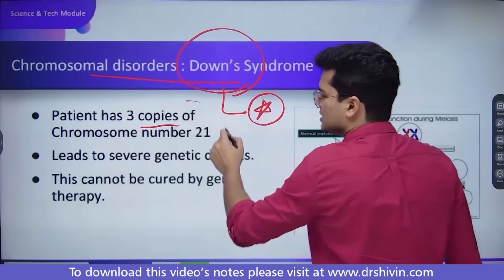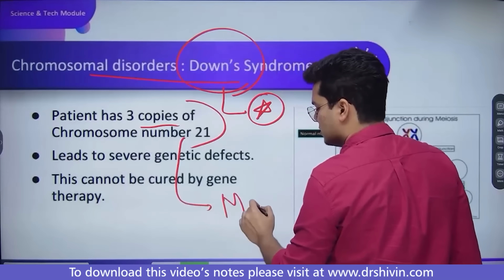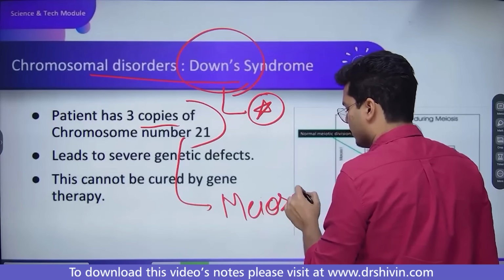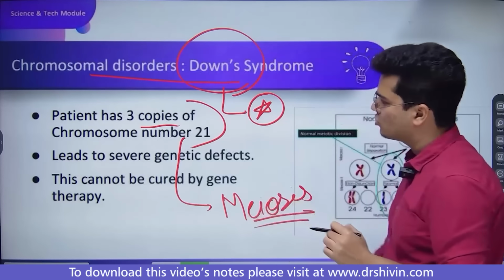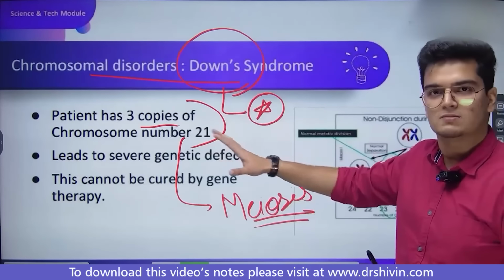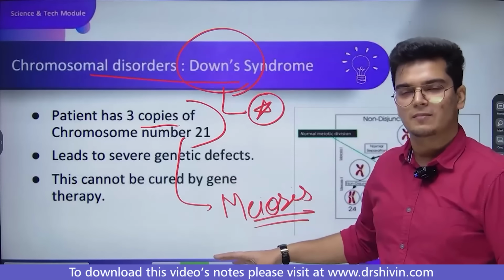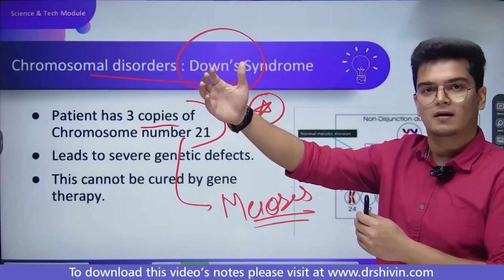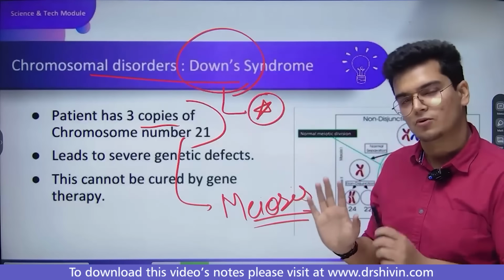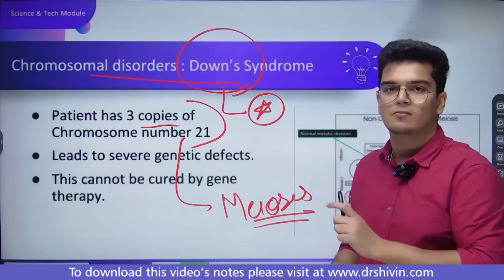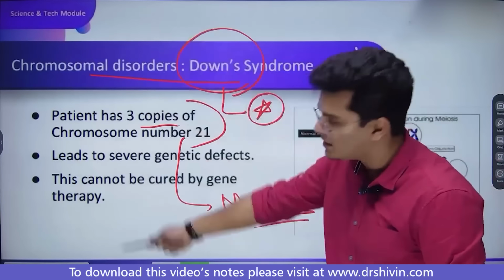Why? Because there is a lack of proper meiosis. Meiosis did not happen properly. So chromosome number 21 had 3 copies. बस इतना याद रखना है, right? तो this cannot be cured by gene therapy क्योंकि पूरा क्रोमोसोम का प्रॉब्लम है. अगर एक जगह प्रॉब्लम होती तो ठीक था, राइट? 2 जगह प्रॉब्लम होती तो ठीक था, बट यहां तो पूरा एक क्रोमोसोम ही एक्स्ट्रा आ गया है.